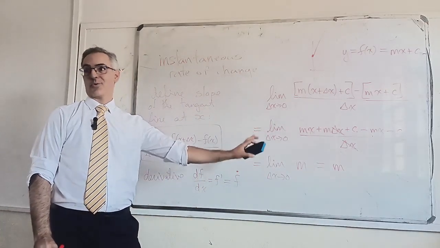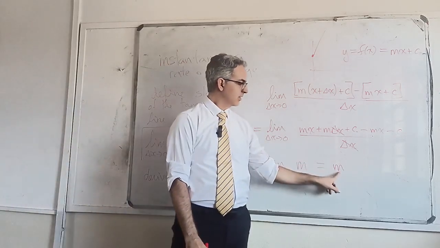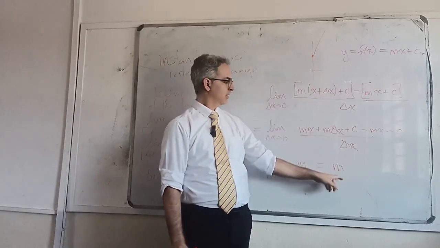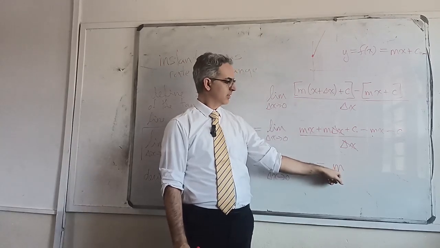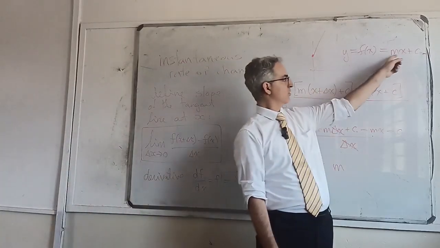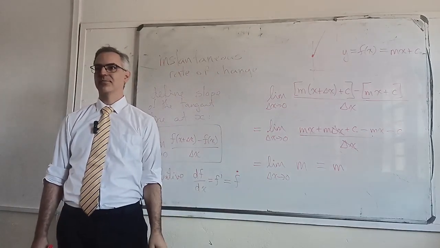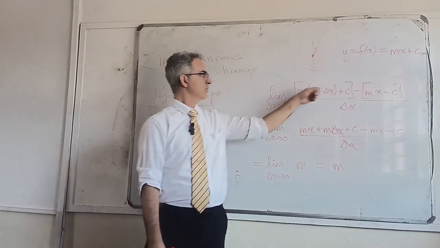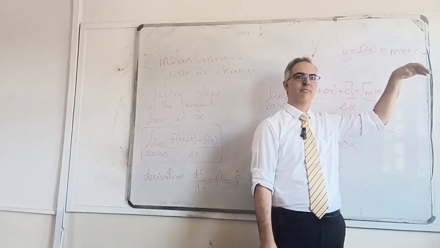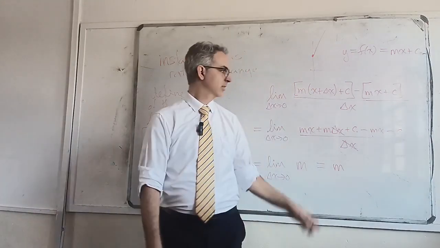So we have just shown that the instantaneous rate of change, the derivative of a straight line, is indeed the same value everywhere as the slope of the line. Right? This is always true. For any numbers you take, you can pick any number m, any number c, positive, negative, real, irrational, fraction, whatever, this will always be true.